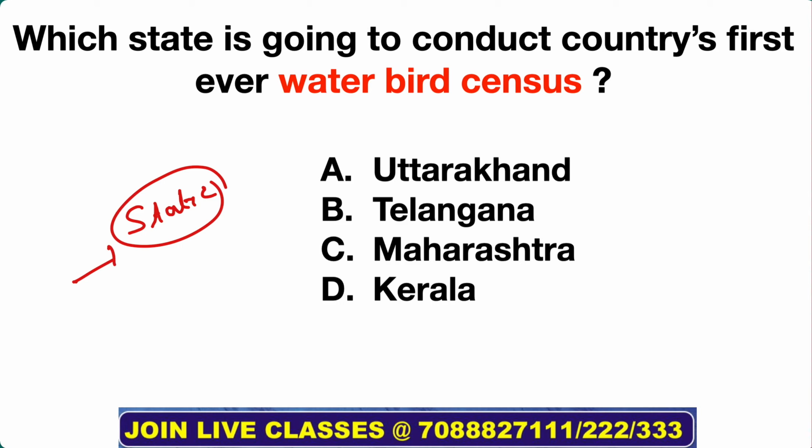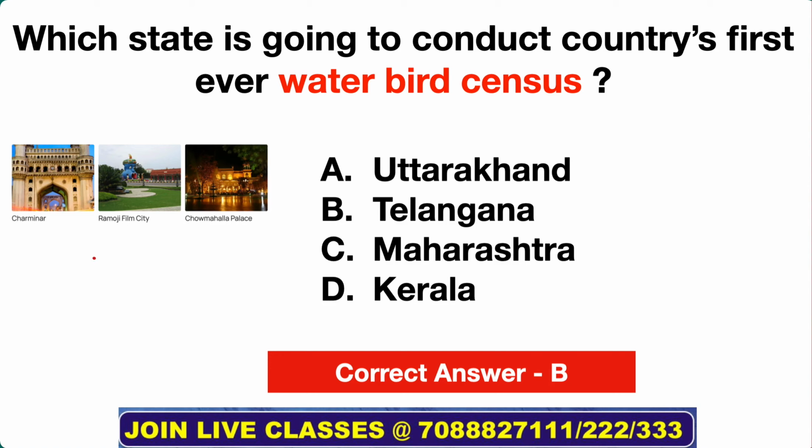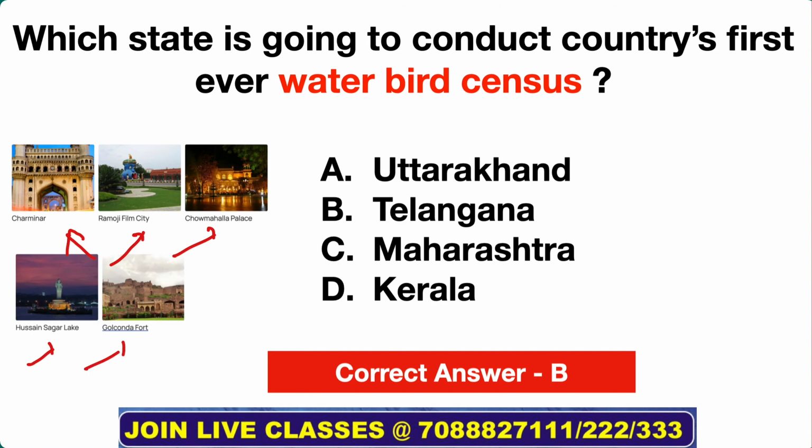Which state is going to conduct the country's first ever water bird census? The country's first water bird census will be conducted by Telangana. The state is Telangana. The correct answer is option B. There are some important national parks and other places about Telangana. Charminar is the monument that is asked frequently in the exam. Ramoji Film City, Chowmahalla Palace, Hussain Sagar Lake and Golconda Fort. These are five important places, monuments and water bodies.